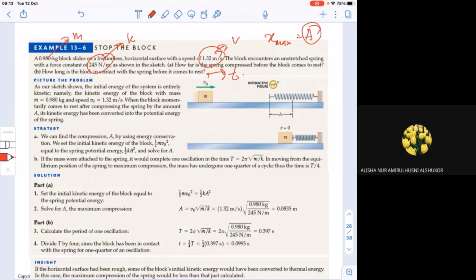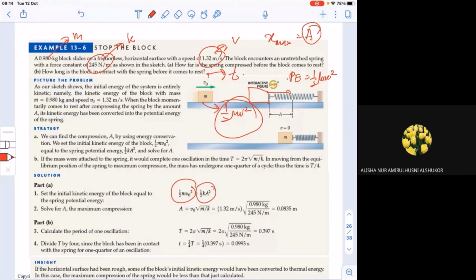So let's try part A, which is the compression. Right now we have seen that the maximum potential energy comes from the kinetic energy, which contains half mv squared. Then it compresses until it stops. That means the kinetic energy is being transformed to potential energy. Half mv squared becomes potential energy, half kx squared. Why are we using half kx squared? Because it is a spring potential energy. So half mv squared equals half kA squared.